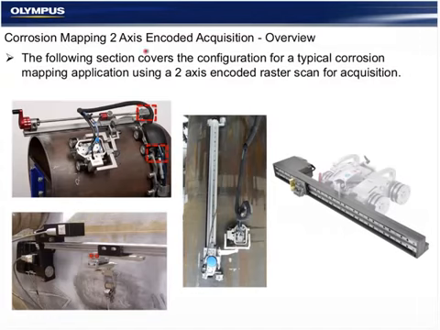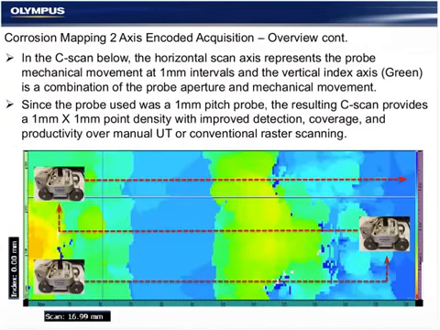2-axis encoded scanners allow a raster scan or an XY pattern to be generated for the data, a much larger coverage. They come in all shapes and sizes, both from Olympus and from third-party manufacturers. Simply selecting the 2 axes enables the raster scan, and we can see here that multiple line scans are used to build the C-scan, whether from an automated scanner or a manual scanner that's being manually manipulated.